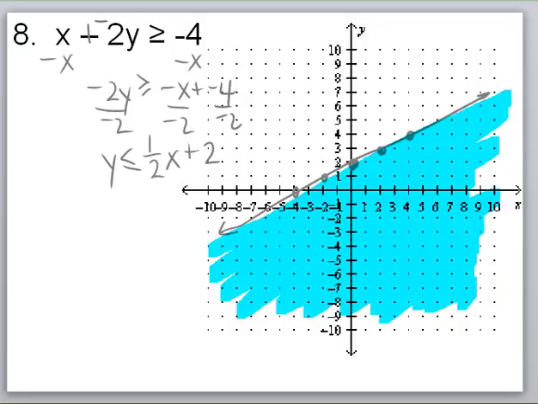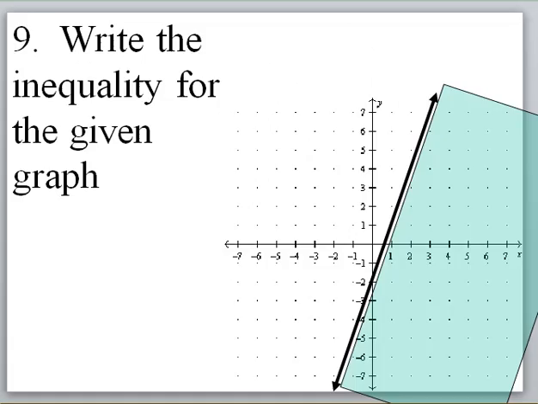Okay, writing an inequality for the given graph. This given graph is a line. So I know it's going to be y. And what I'm going to do is I'm going to pick out, I'm going to say, well, it's shaded below the line, so I know it's less than. It has a solid line, so I know it's less than or equal to.